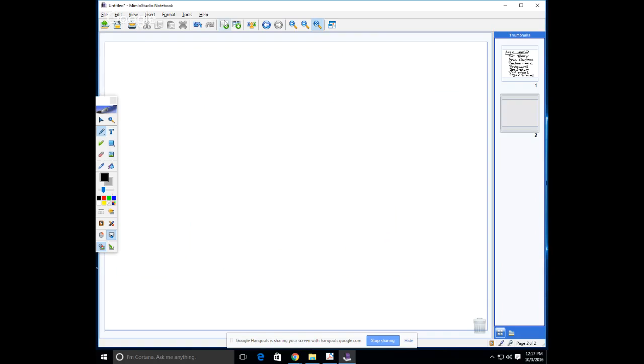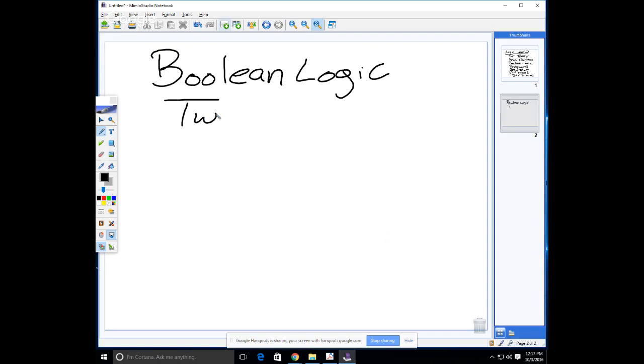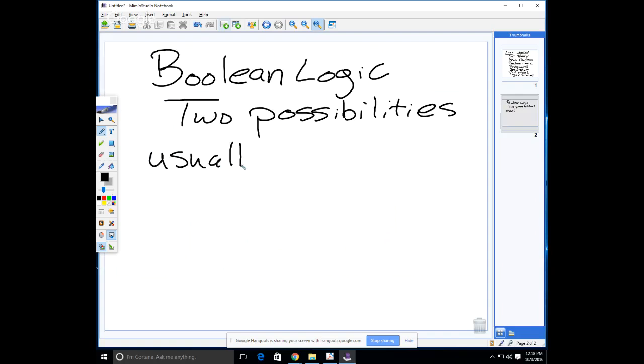So let's first take a look at Boolean logic. Named after a guy from a while ago called George Boole. And so something that's Boolean has only two possibilities. Okay, so those two possibilities are usually true or false.